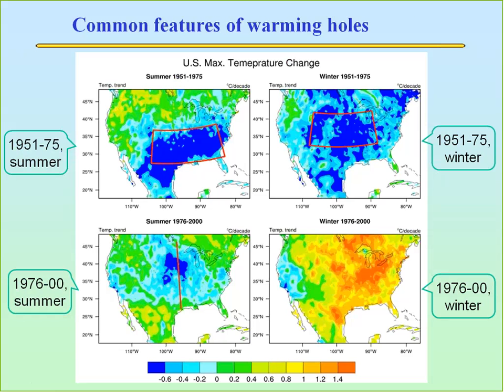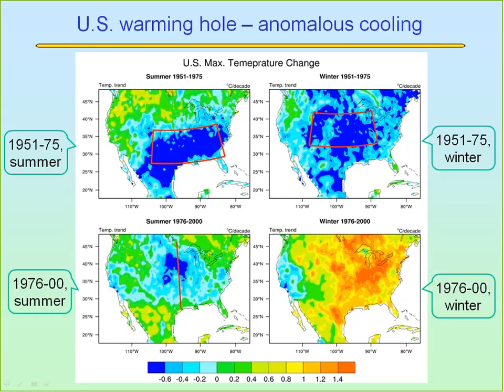In terms of the U.S. warming hole, here I plotted the second half of the 20th century. The top is the third quarter of the century, 1951 to 1975, and the bottom panels are 1976 to 2000. You can see the blue color is cooling. Actually, it's more severe and more advanced in the third quarter, both in the southeast and also central U.S.